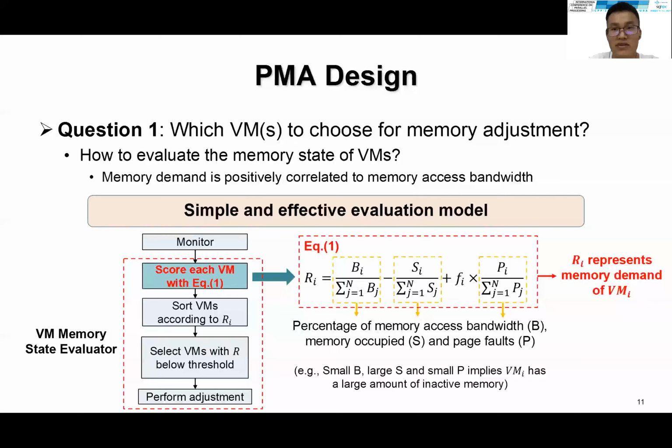Our basic idea is that the memory demand of one VM is positively correlated to its memory access bandwidth. Larger Ri means more memory is needed, and vice versa. PMA will select VMs with R below a threshold as the target for memory adjustment.